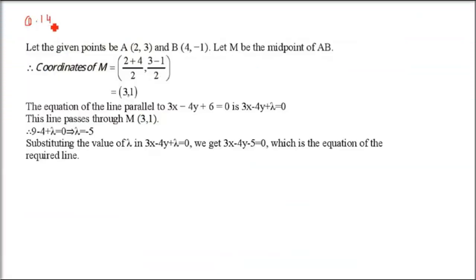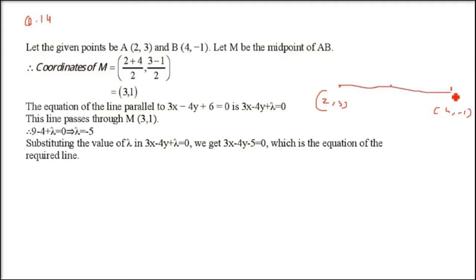Here is question number 14. Find the equation to the straight line parallel to 3x minus 4y plus 6 equals 0 and passing through the middle point of the join of points (2, 3) and (4, minus 1). So there are 2 points, (2, 3) and (4, minus 1). Let us take these 2 points and then there is a line which is passing through the midpoint.